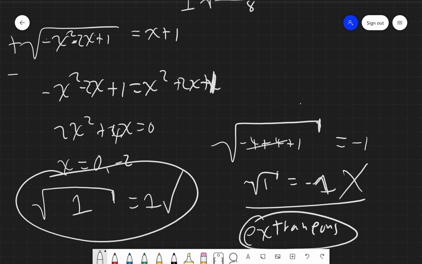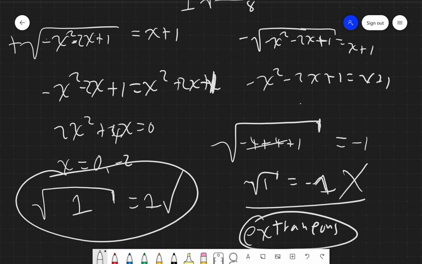If we had the negative square root of negative x squared minus 2x plus 1 equals x plus 1, let's see what would happen. Let's square it. What do we get? We get the exact same thing: negative x squared minus 2x plus 1 equals x plus 1. These are the same thing. So this is the big takeaway, the real spice. These both end up going into this.